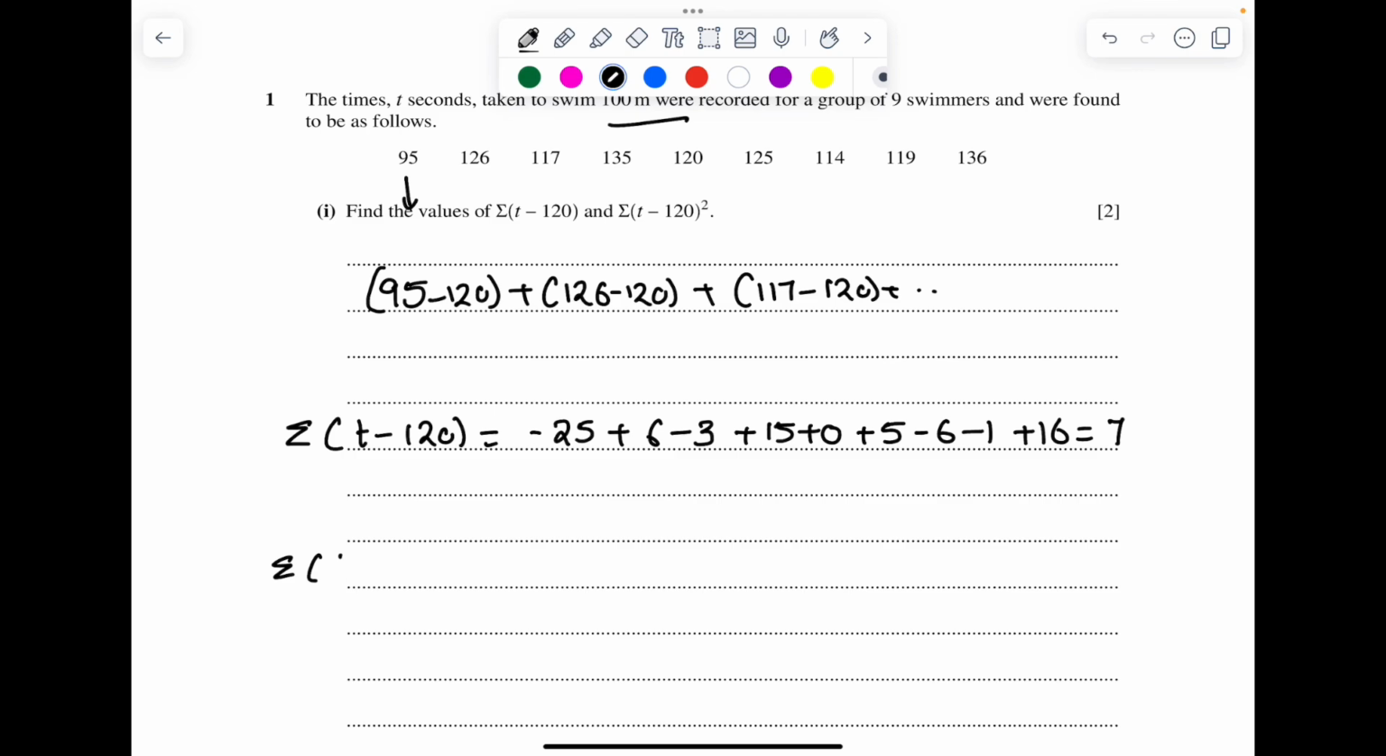Now sigma (t minus 120) whole squared. So it's going to be 25 squared plus 6 squared plus 3 squared plus 15 squared plus 0 squared plus 5 squared plus 6 squared plus 1 squared plus 16 squared. Do that, you should be getting 1213.